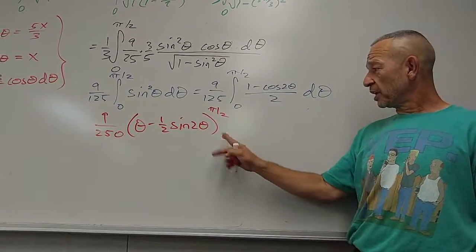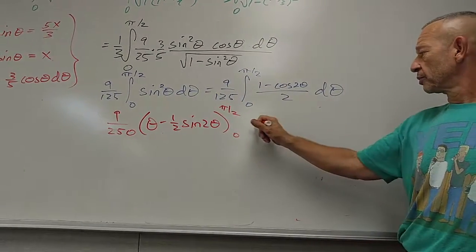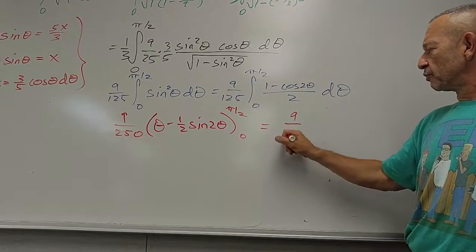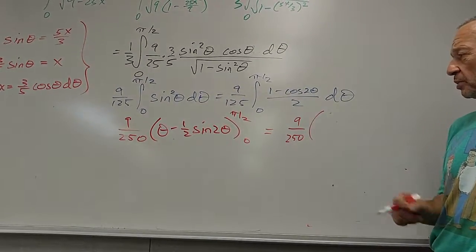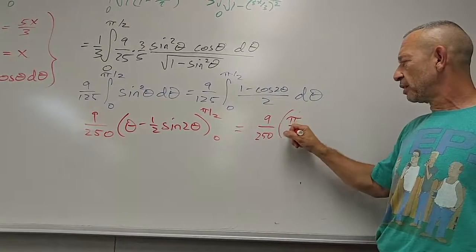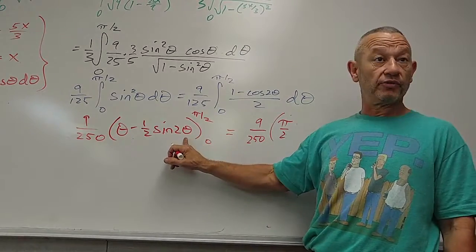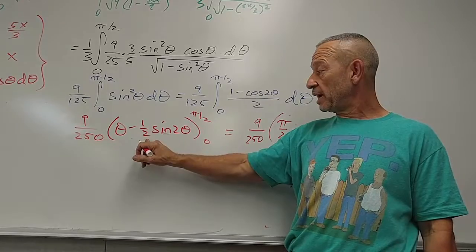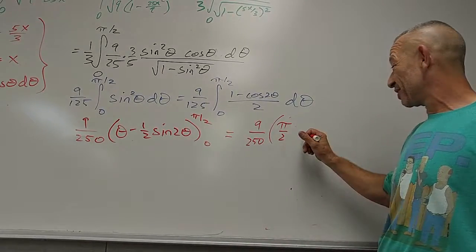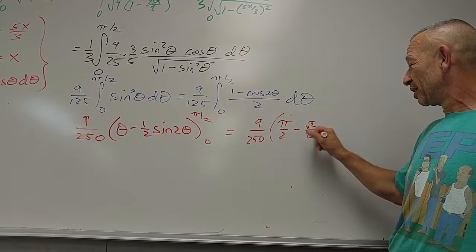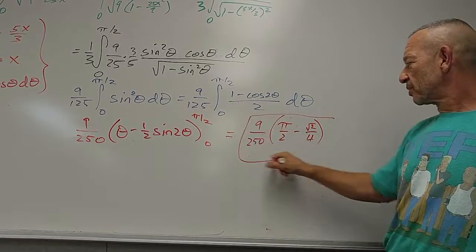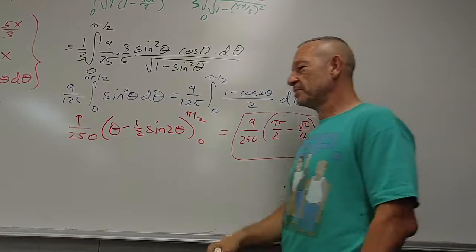So again, when we plug in 0, both of those go to 0. So just 9 over 250. When I plug in pi over 2, I get pi over 2 minus, well, that's going to be a pi over 4, isn't it? So I get 1/2 times rad 2 over 2. I think that's a rad 2 over 4. And I would just stop there.